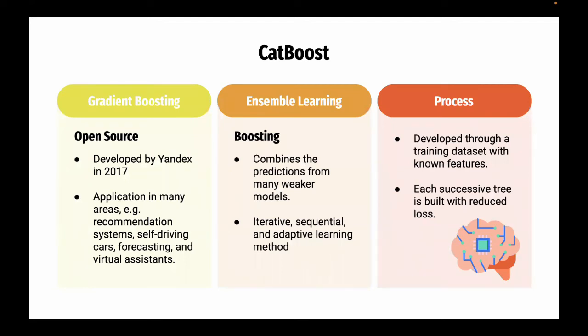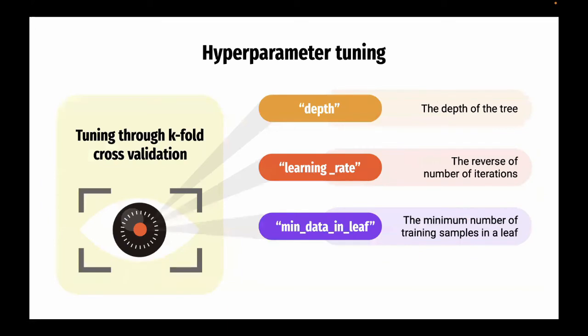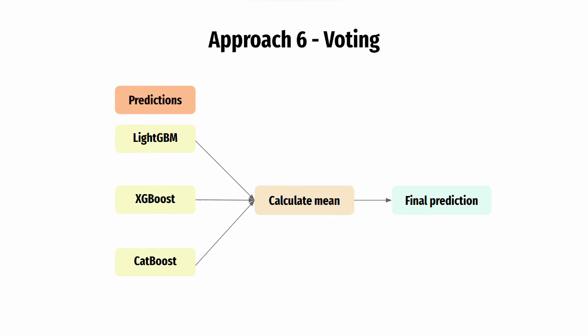During training, decision trees are built continuously. Each tree is built with reduced loss compared to the previous trees. We have tuned hyperparameters for the model, such as depth, learning rate, as well as mean data and leaf. This is done through k-fold cross-validation. Next, we will move on to the remaining models and solution novelty.